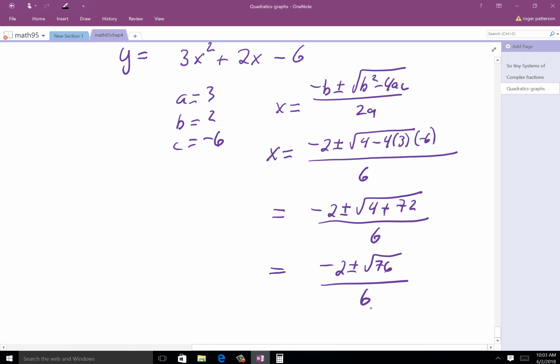Over 6. Okay, so there. I'm happy with that, right? You don't have to break it down, but if you check your answer in the back of the book, they will break it down. So that's completely up to you. All right, we should verify it by graphing.